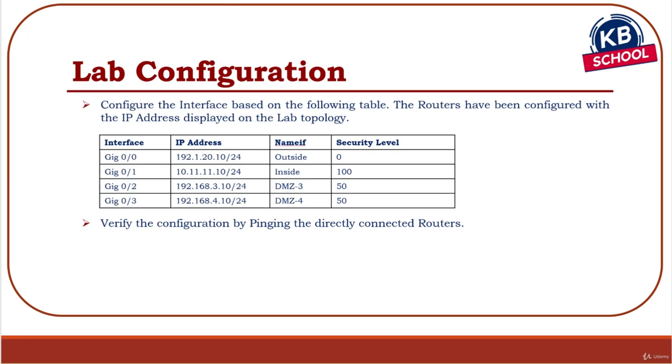The DMZ3, DMZ4, the names are there. Security levels I want to keep it the same because I have a lab in mind that we'll be doing later on for the same security level. The IP addresses are there. So how do I go about doing it? Let's go ahead and take a look.